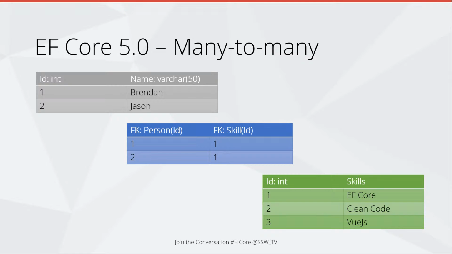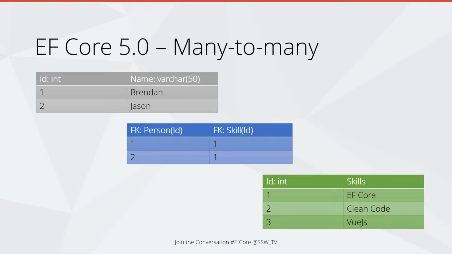Well, say I've got two objects. At the top, I've got this thing called people with Brendan and Jason in there. That's the gray one. And then I've got this list of skills. If you want to make that a many-to-many relationship, so for example, both Jason and Brendan in this example have the EF Core skill by the look of it, then I have to put a table in the middle to actually model those two sets of foreign keys.